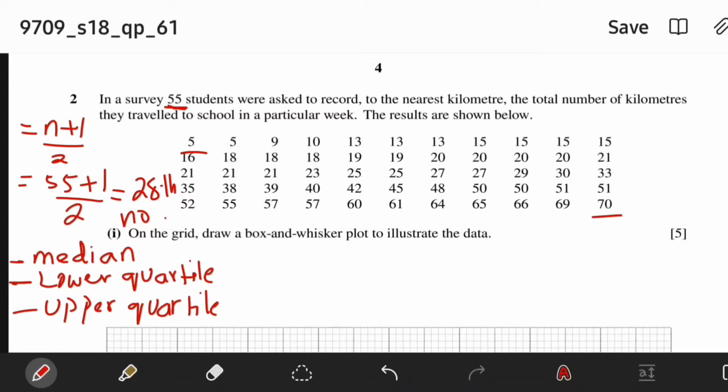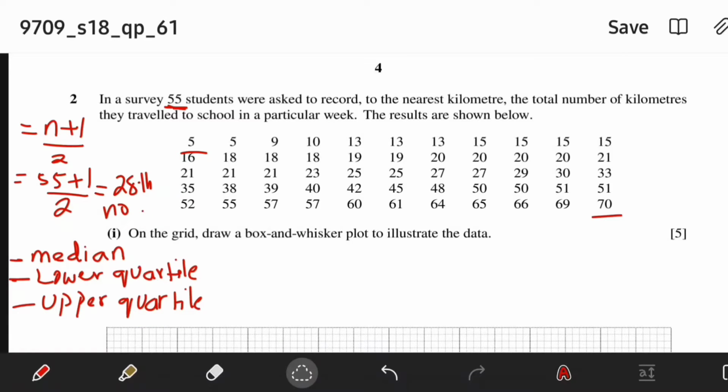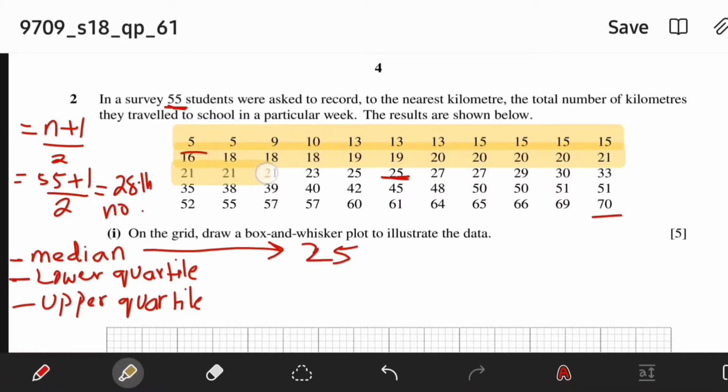So let's count and see what the 28th number would be. So the 28th value is right here, which is our 25. Let me just underline it. So this is the median, 25. Let's find out the lower quartile. Basically what we have to do for the lower quartile is just the same thing, which is finding the median of this area.